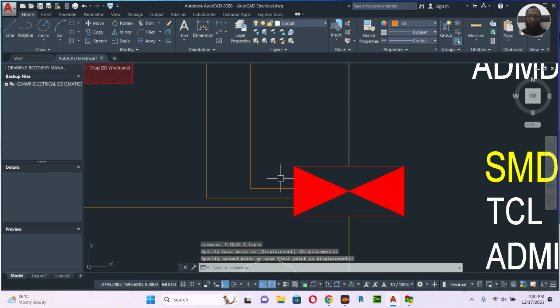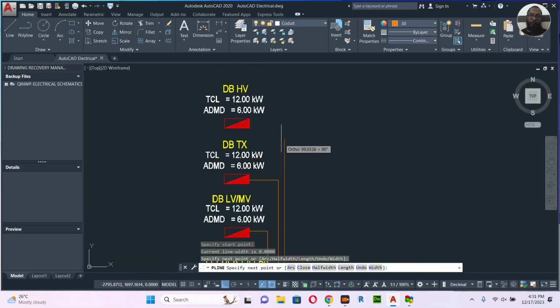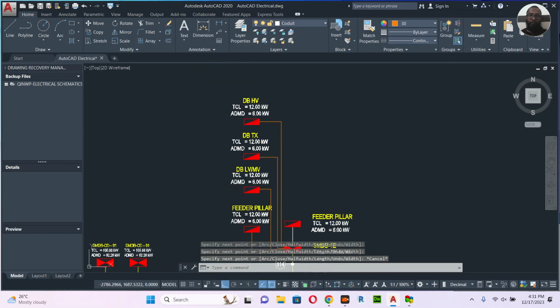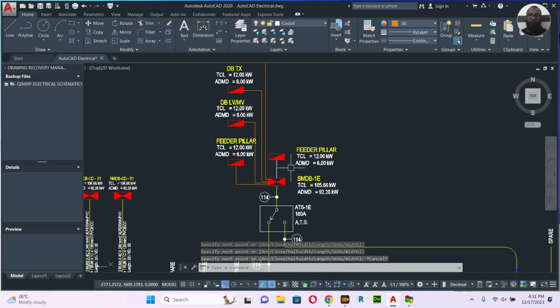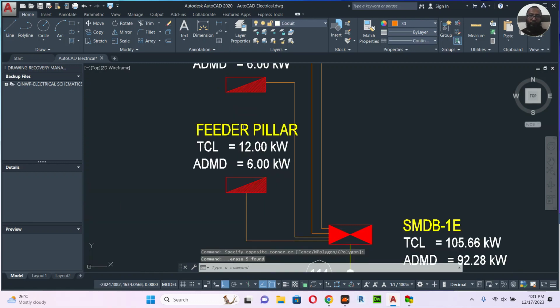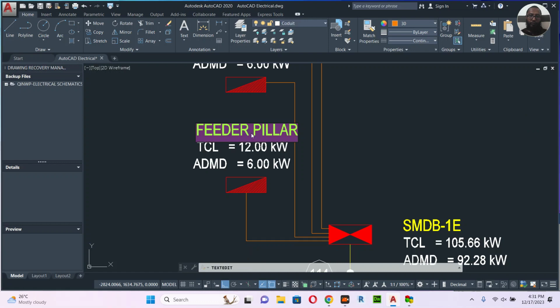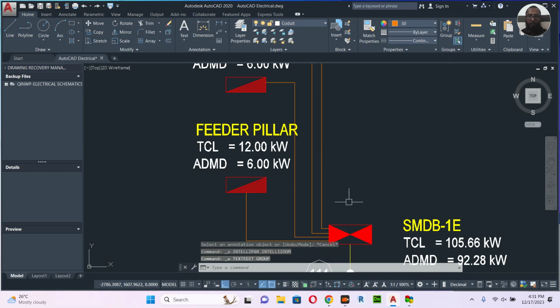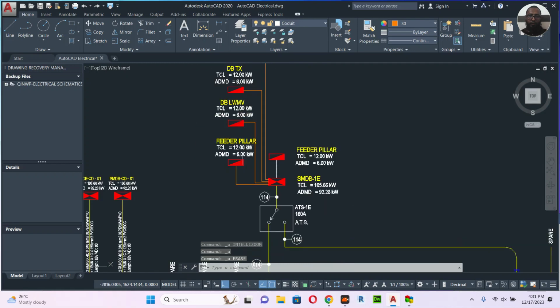Let's move this one a little down. If you press Ctrl and click, only this line will be selected. Otherwise, if you click, all will be selected, because I am using a polyline here. I hope you know this command. If you don't know, just follow my other video to learn AutoCAD tips and tricks. So this is dB. Okay, I have already dB HV here. We have dB gen here.